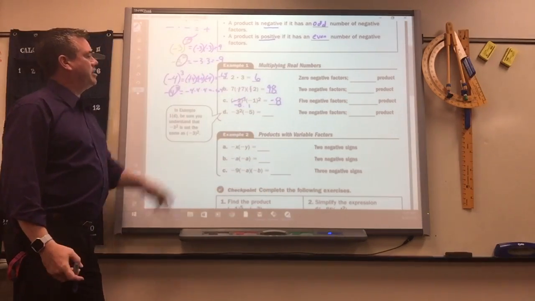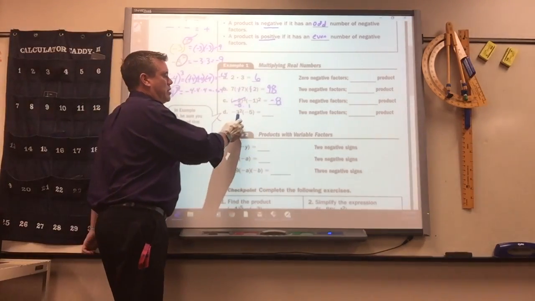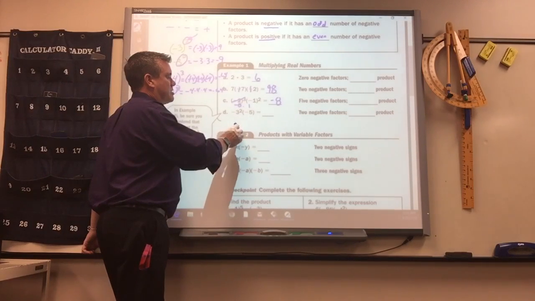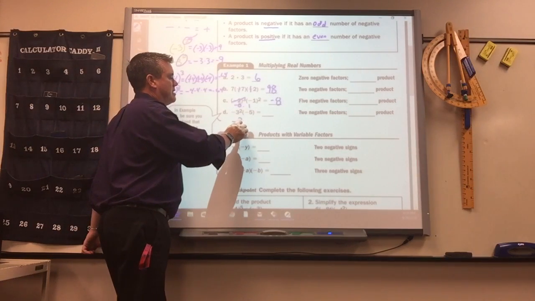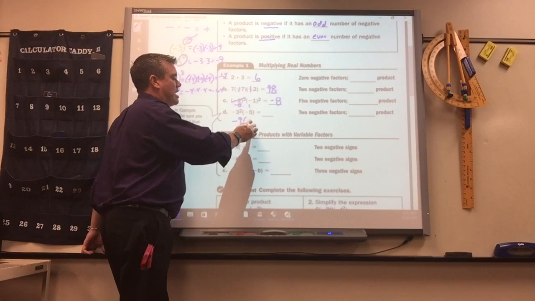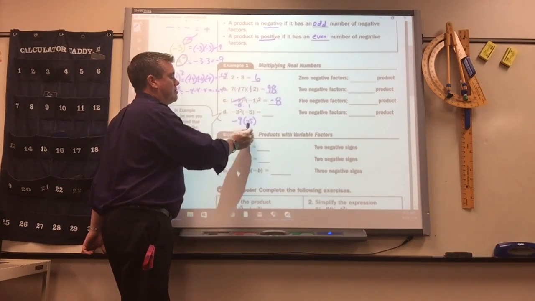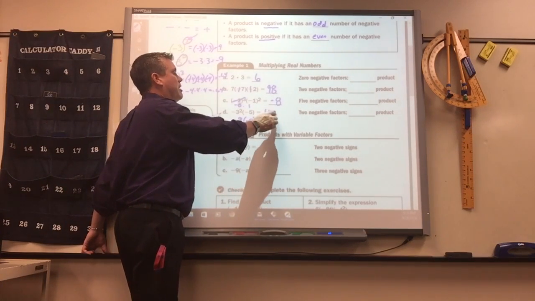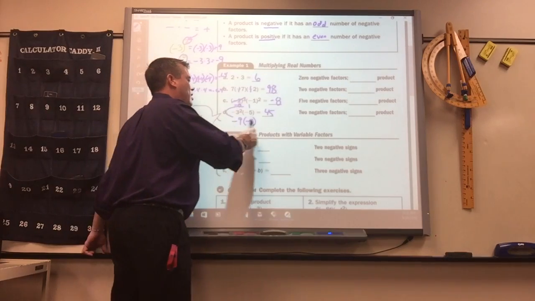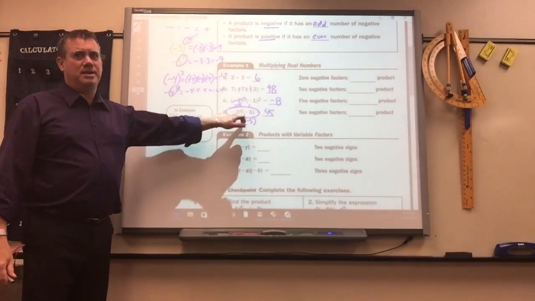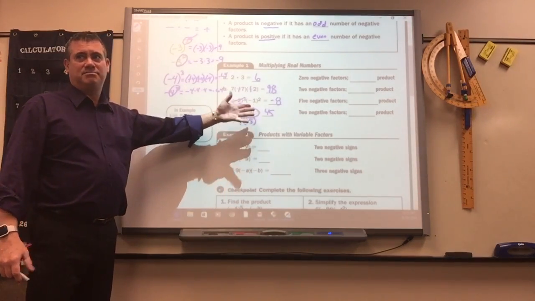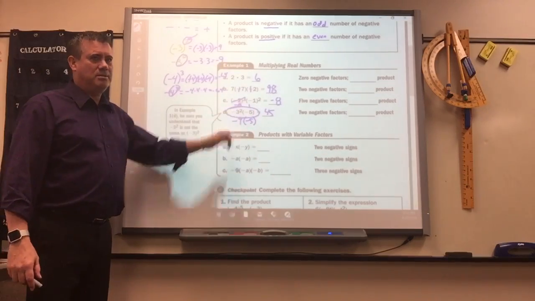Here's one while I did it up there. Only the 3 is squared. So the negative stays there. 3 squared is 9. And then it's times negative 5. Negative times negative is positive 45. So this is one problem where you can't just plug it in the calculator and get the right answer. You need to know that exponent rule.